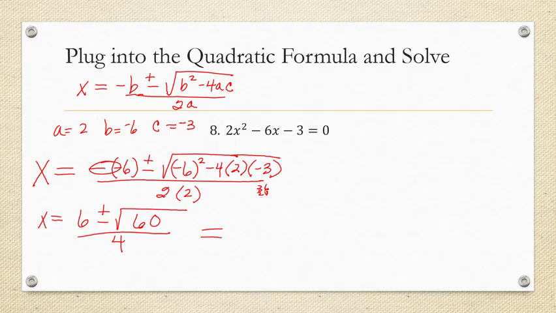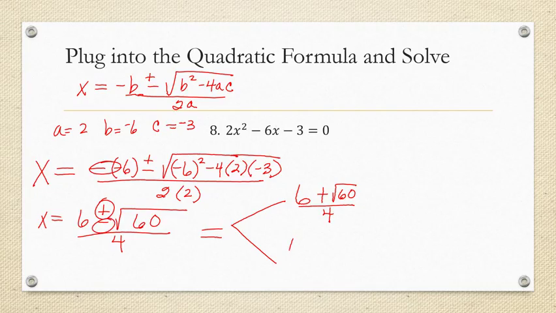Now, when you find where it crosses the x-axis, you're going to work this 2 times. We're going to do the plus case: 6 plus the square root of 60 all over 4. And then we're going to do the minus case: 6 minus the square root of 60 all over 4. Caution: put your numerator all in a set of parentheses. So let's go ahead and try that on our calculators. Punch in 6 plus square root of 60, then close the parentheses, divided by 4.